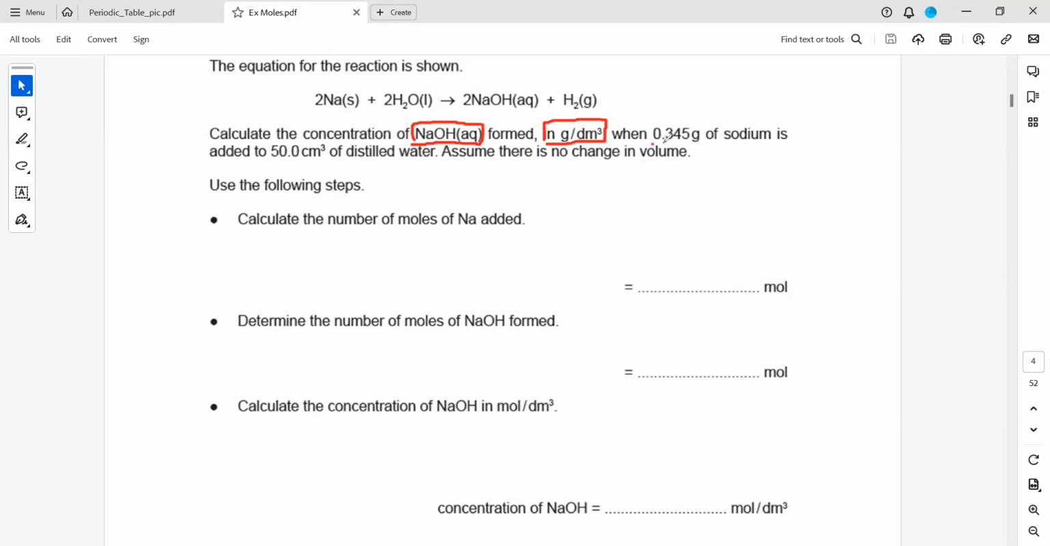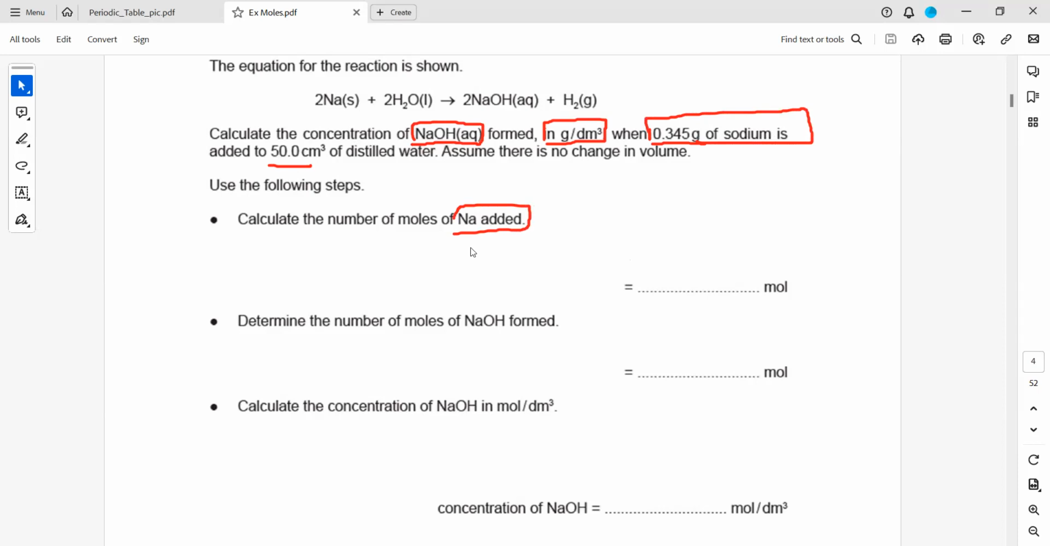So when 0.345 grams of sodium is added to 50 cm³ of distilled water, that's the volume of water, which will be the same as the volume of the solution. There is no change in volume. The volume remains the same. Calculate the number of moles of Na. So we have the mass of Na. We have 0.345 grams of Na.